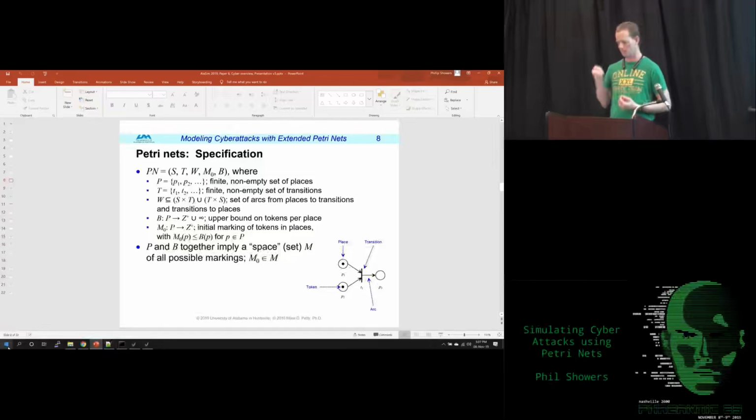Then there's always going to be an initial marking, because in order to start a net, in order to model the process, you have to have an initial marking, basically a starting point. This basically says, hey, don't forget the starting point.